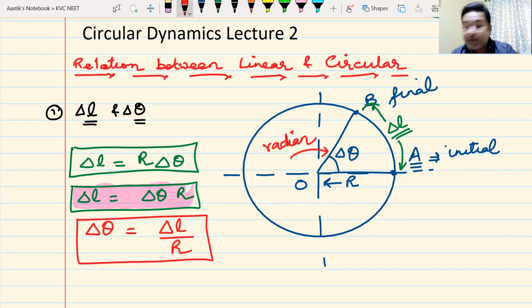So this is the relation between delta L and delta theta. Delta L stands for the distance, the length of the path. Delta theta stands for the angular displacement. This is the relation between linear and angular quantities. This is the first relation. I'll give you a minute to note this down, and then we will move further. If you have any doubts, you can raise them in the meantime.